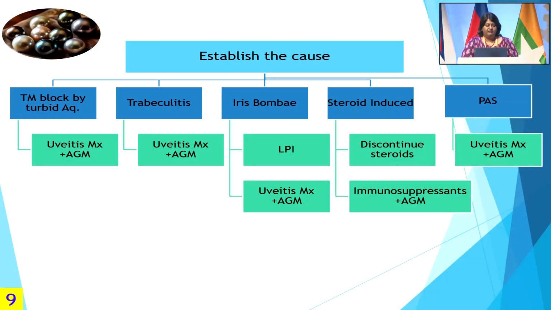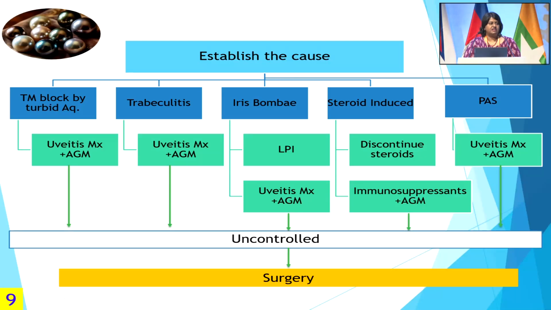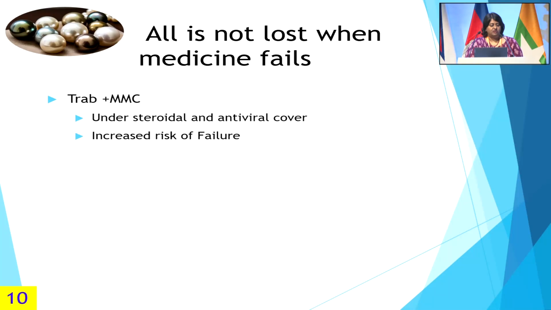So the next pearl: first establish the cause, see what the underlying pathology is, and treat accordingly. If you have a turbid aqueous or trabeculitis, you treat the uveitis and manage with anti-glaucoma medication. If you have an iris bombé, whatever amount of medicine you give without a PI, it is not going to revert. Steroid-induced: remove the steroid, give an immunosuppressant. And if with this medical management it is not getting controlled, you have to opt for surgery. All is not lost when medicine fails.